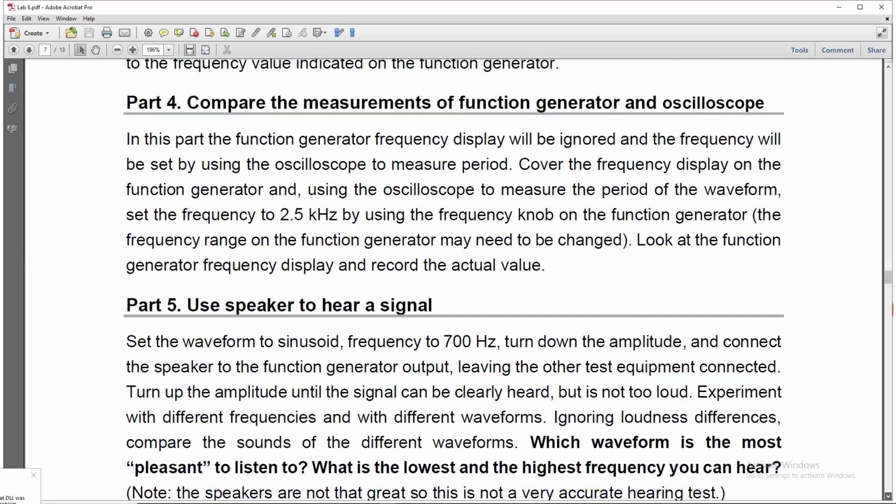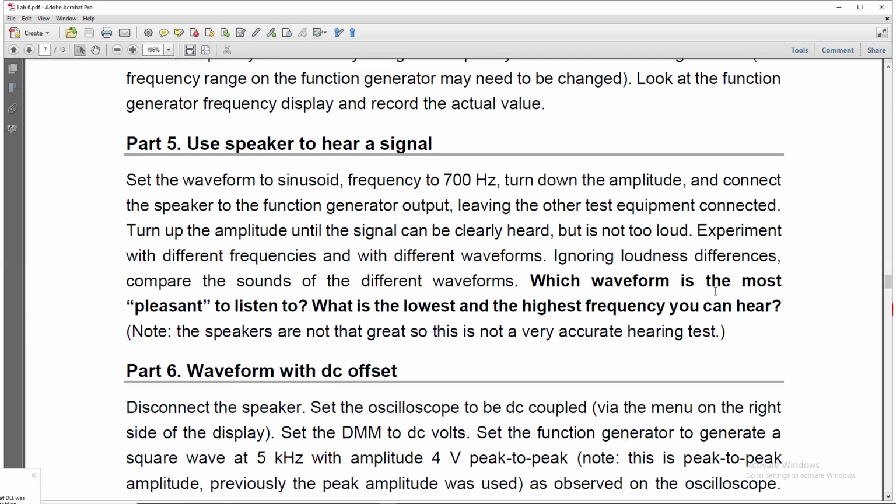We want to make sure both of them have the same accuracy. After that, you are going to connect the waveform to a speaker just to hear some sound. This is the interesting part. Now you can change the frequency and you can see how the sound will look like at small frequencies and how it looks like at high frequencies.